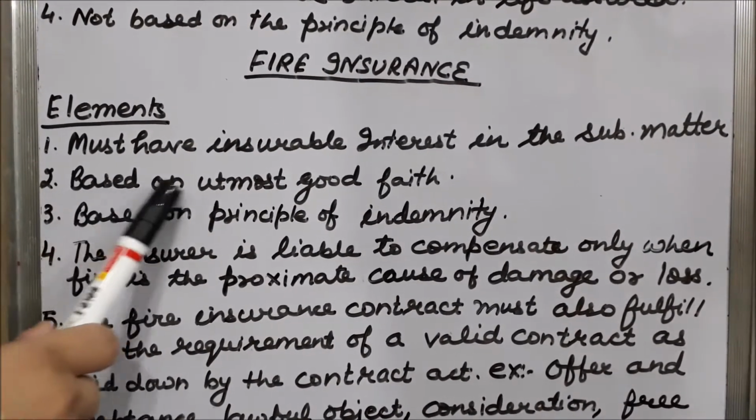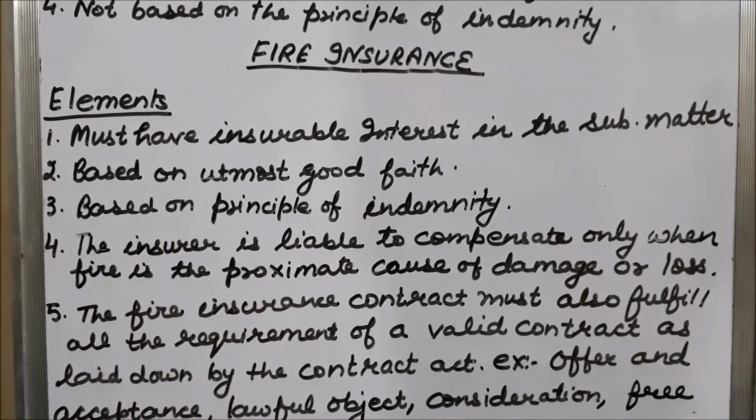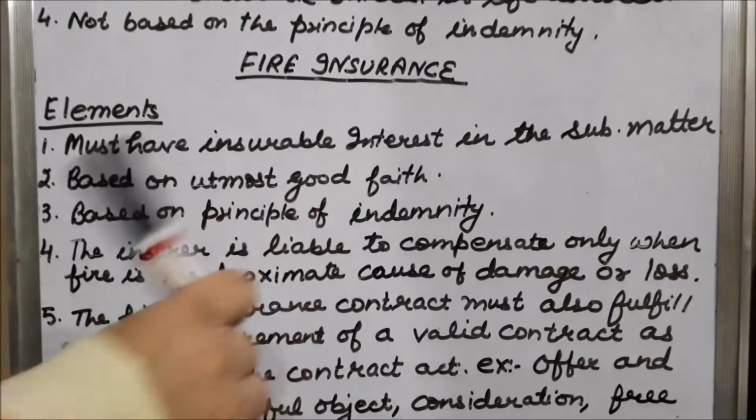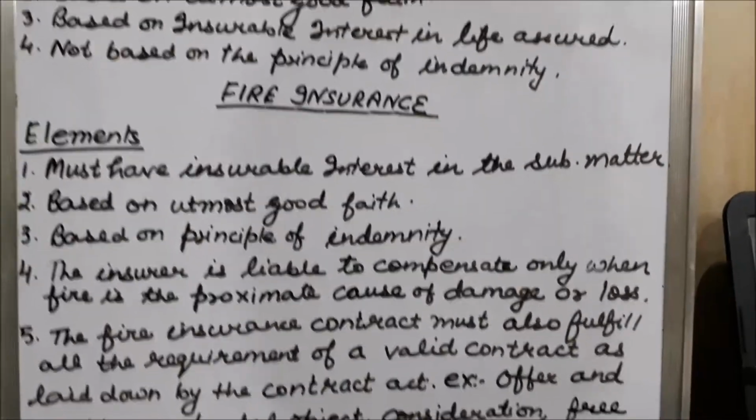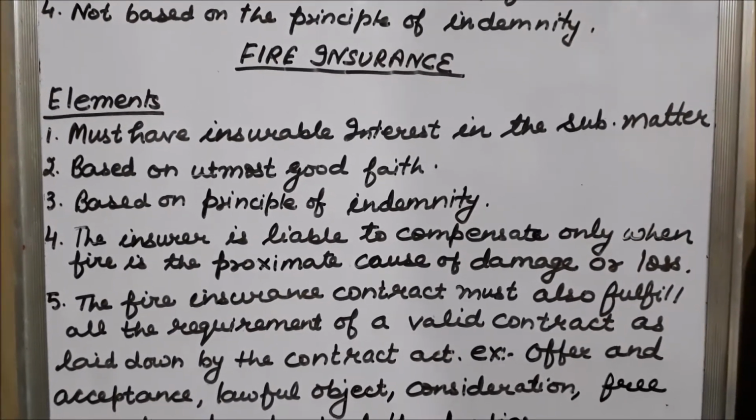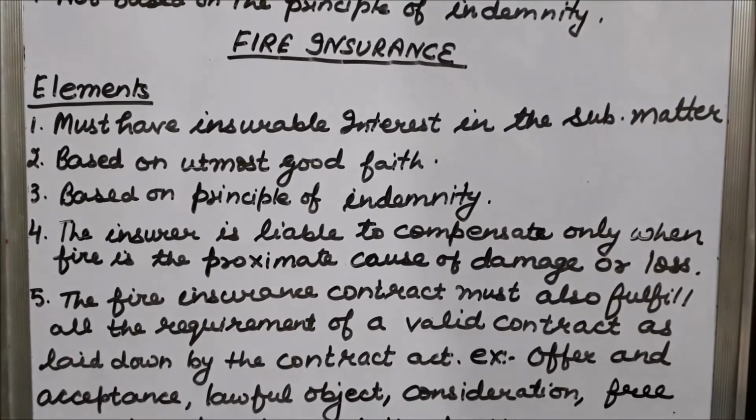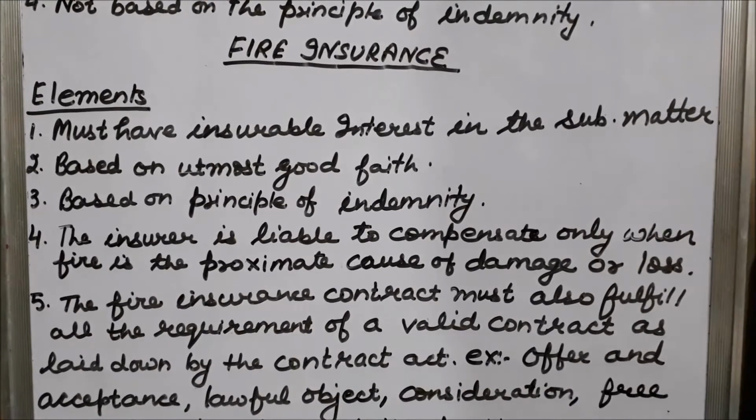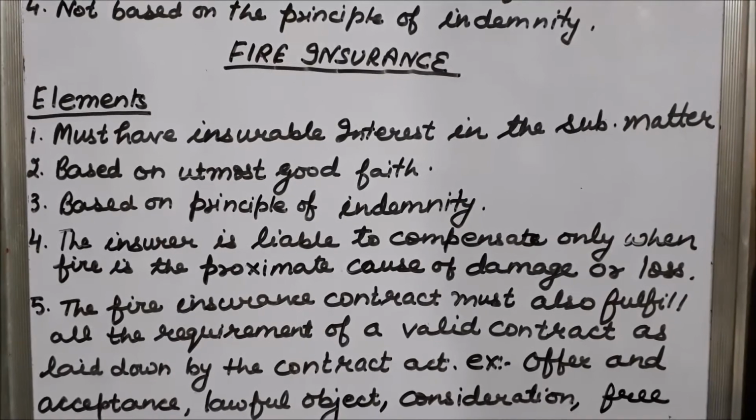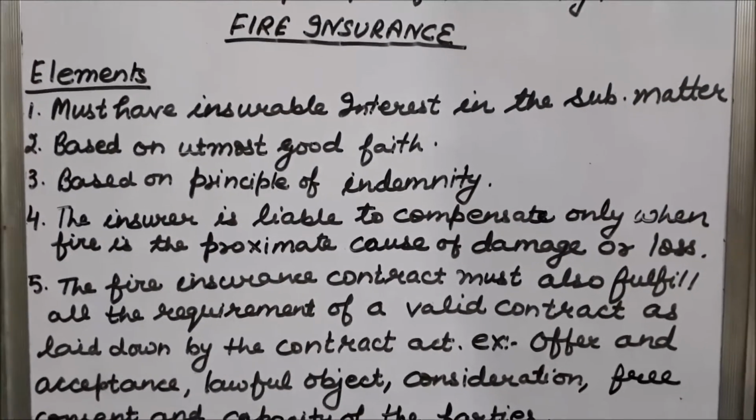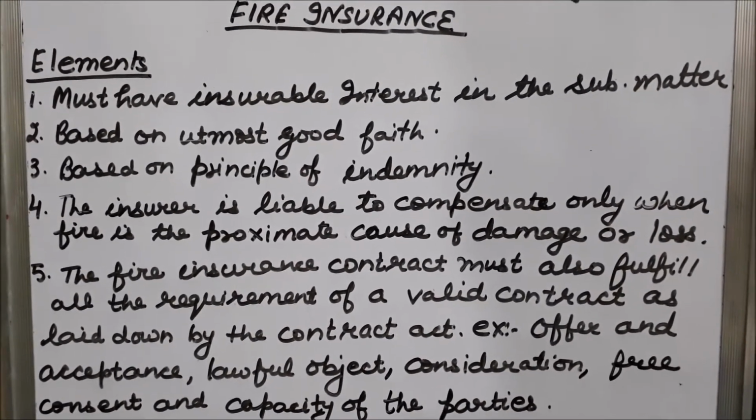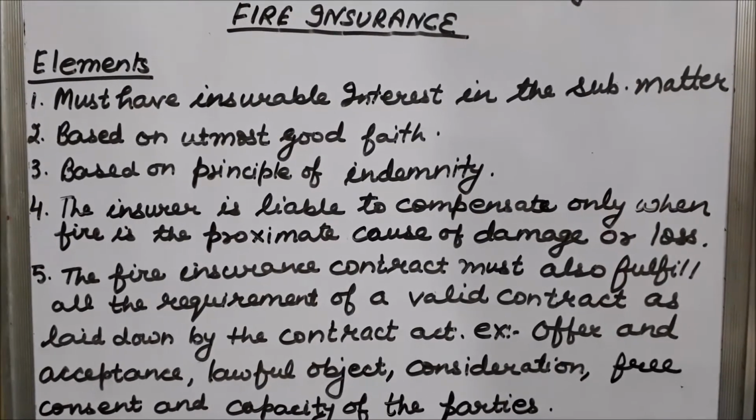Second is that it is based on utmost good faith. In the case of fire insurance, the principle of utmost good faith is followed. The insured must tell each and everything about the nature of the property as well as the nature of work going on in that property. Like if he has taken a policy for a factory, then what type of production is done in that factory, all information should be given to the insurer. The insurer must also tell everything about the insurance contract, like terms and conditions.